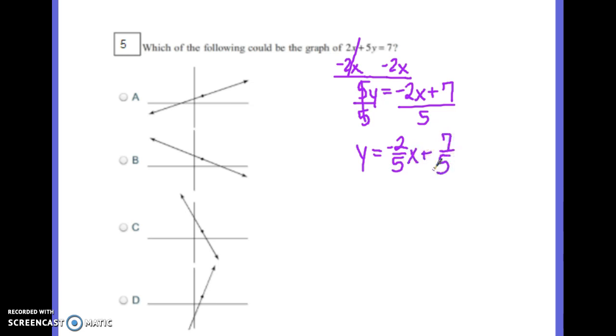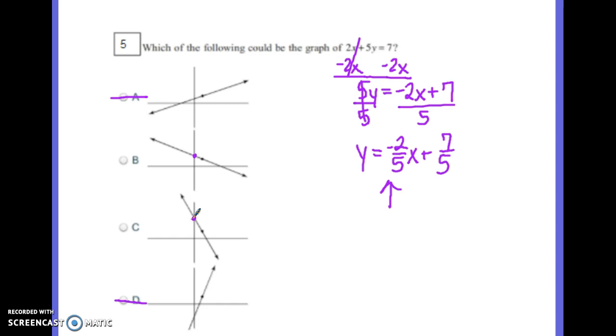So y equals negative 2/5 x plus 7/5. As you start to look at your answer choices, I first focus on my slope being negative. A does not have a negative slope. B does. C does, but D does not have a negative slope. So we can eliminate those two answer choices. Your y-intercept is 7/5, so that's 1 2/5. That point on B, or this point on C, should be 1 2/5. I'm starting to lean toward answer choice B.